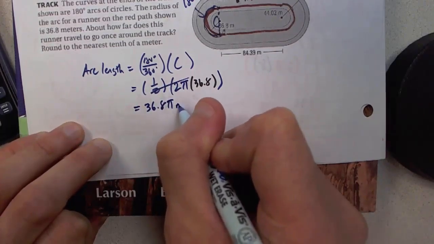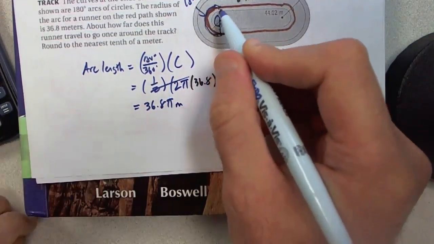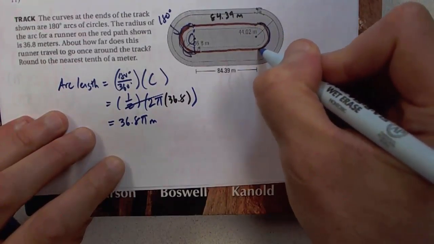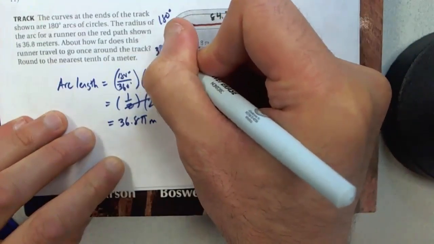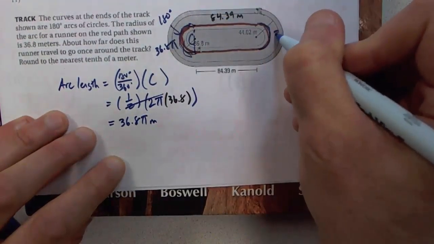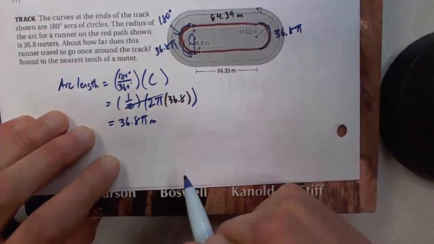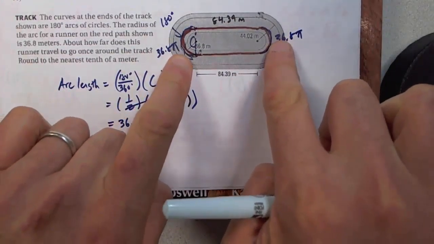36.8 pi meters. That's just this guy. Now, if I have this guy over here as well, so I know that this is 36.8 pi, and this is 36.8 pi. I could round it to a decimal, but I'm just going to leave it as pi, right? Because they're both just congruent to each other.